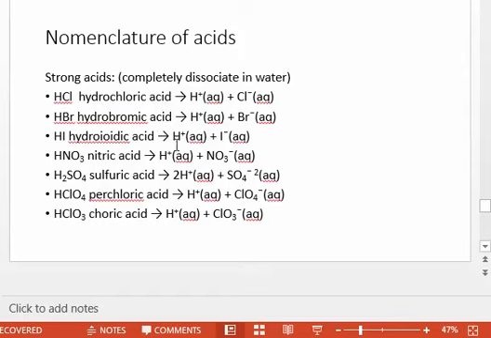Hydroiodic acid will dissociate into the proton cation and iodide anion. Nitric acid will dissociate into the proton cation and nitrate anion. Sulfuric acid will form 2 protons per molecule and a sulfate anion. Perchloric acid will dissociate into the proton cation and perchlorate anion. And chloric acid will dissociate into the proton cation and chlorate anion.